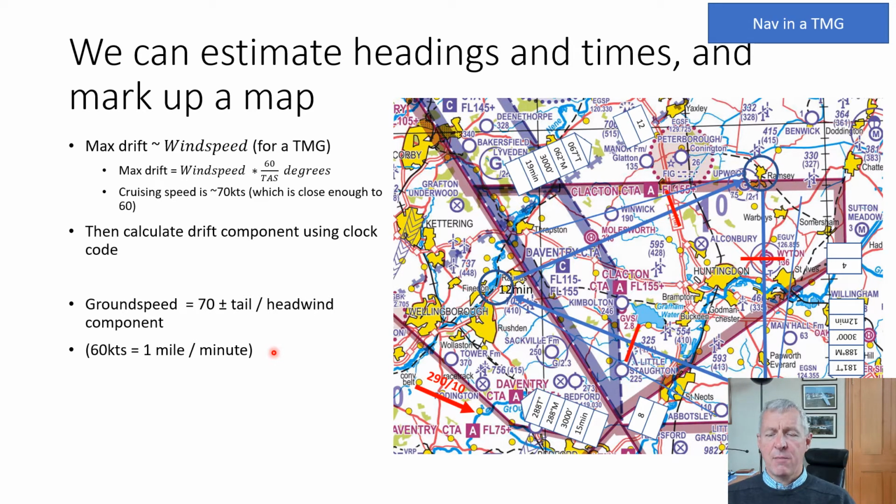And when we mark up our map, we put on the wind and the wind speed, so we know what the maximum drift is. And then for each leg, we can have a set of boxes like this. On here, we have the true track that we want to achieve for this leg, so it's 067 degrees true. We have the magnetic heading that we're going to need to fly that, so 062 degrees magnetic.